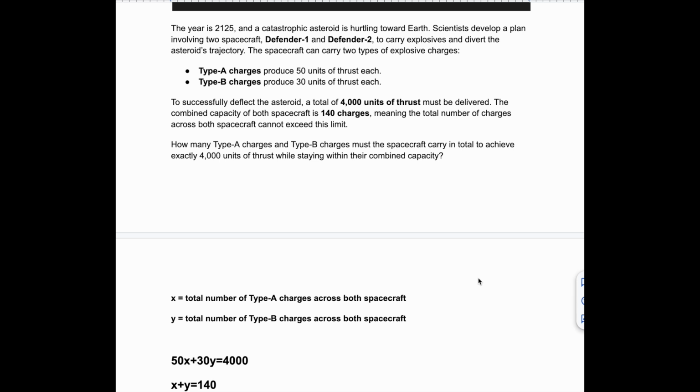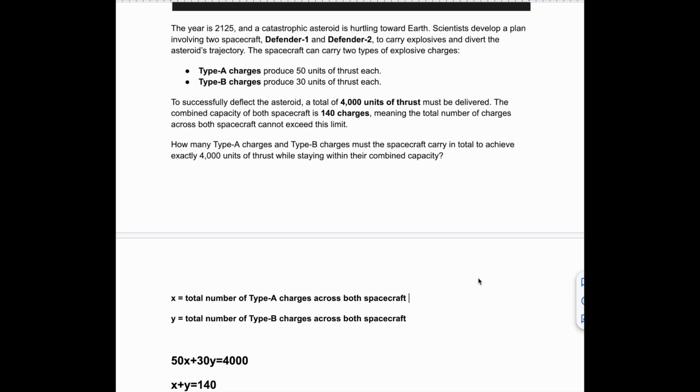The combined capacity of both spacecraft is 140 charges, meaning the total number of charges across both spacecraft cannot exceed this limit. How many Type A charges and Type B charges must the spacecraft carry in total to achieve exactly 4,000 units of thrust while staying within their combined capacity?